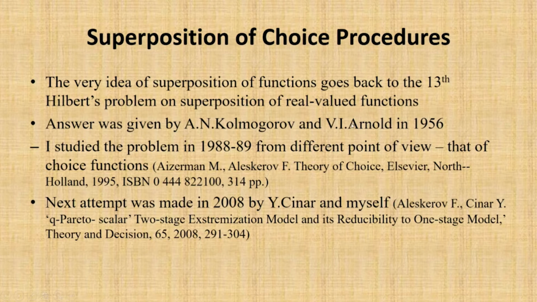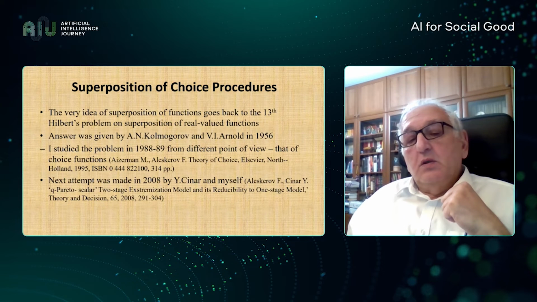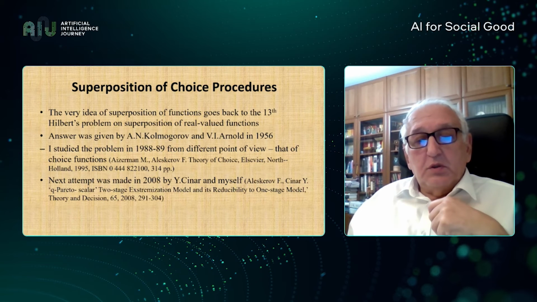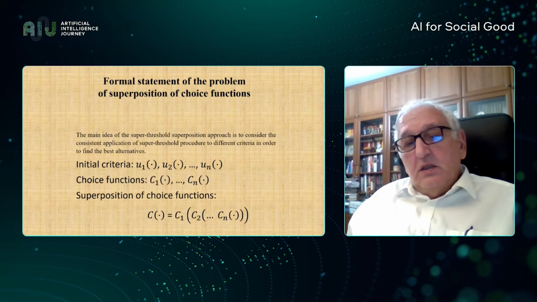And the answer given by Kolmogorov and Arnold in 1956 was that no, they don't preserve it very well. And I studied this very problem from a different point of view, of superposition of choice functions. And then I returned, it was absolutely theoretical work. The next attempt was made by my PhD student, and we published it, and the idea is very simple.